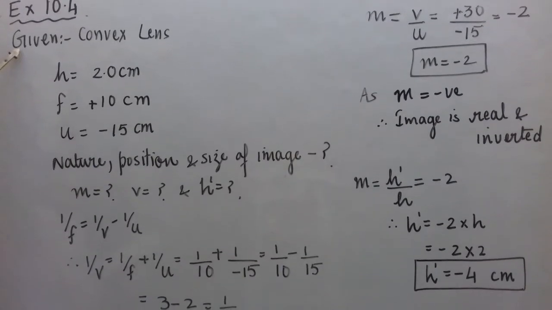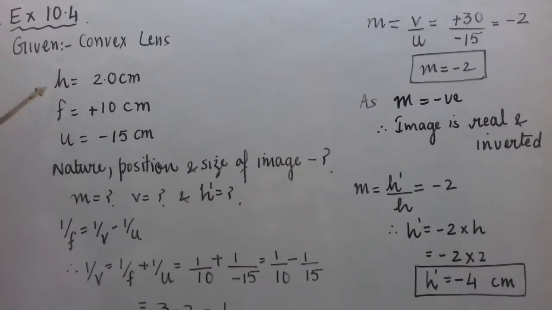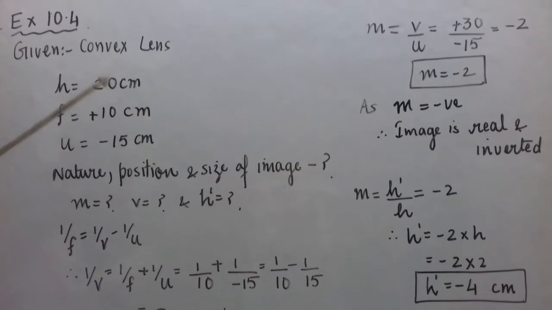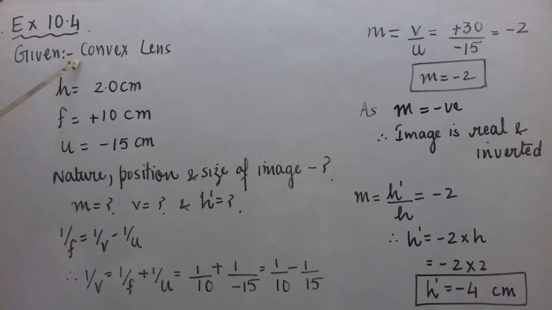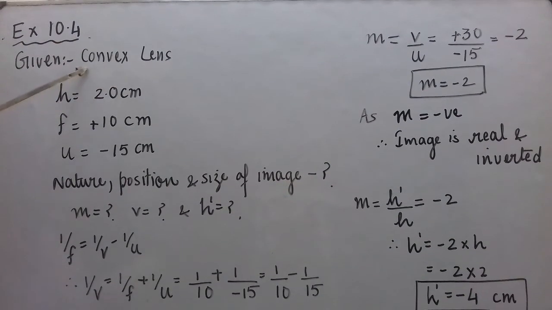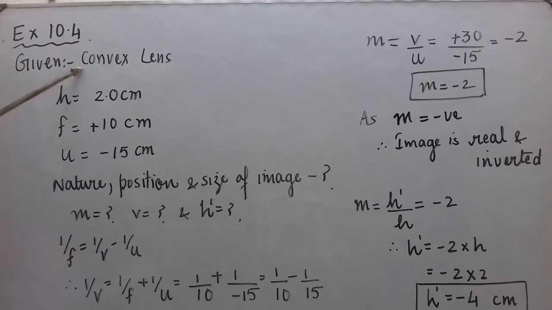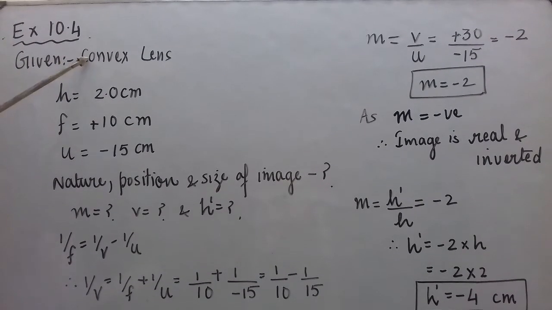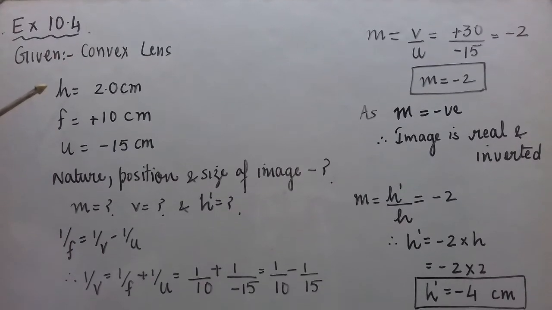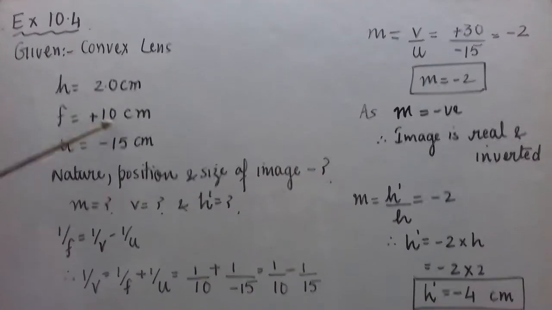A 2 centimeter tall object. So given, we'll leave the space here. Height of object is 2.0 centimeter. It is placed perpendicular to the principal axis of a convex lens. So we should write here that it is a convex lens. We should always prefer given; in front of given we write what it is. Height of object is given. It is a convex lens. And they have mentioned it is having focal length 10 centimeter.